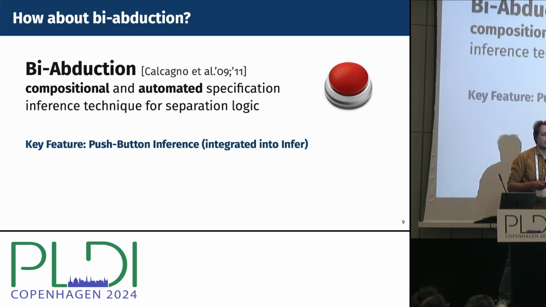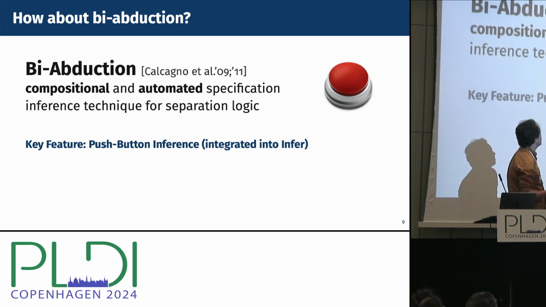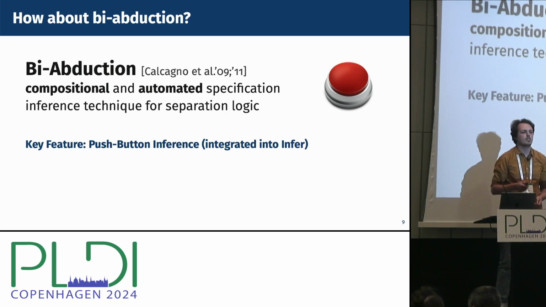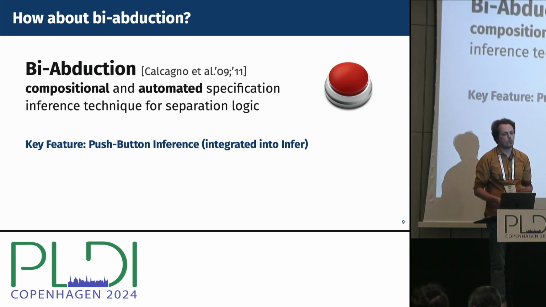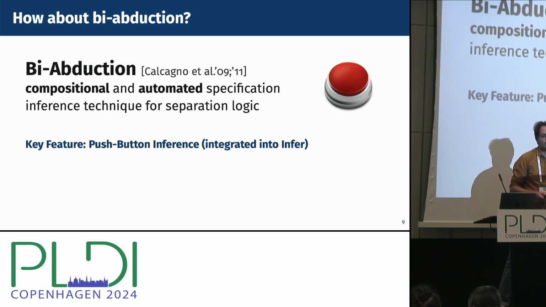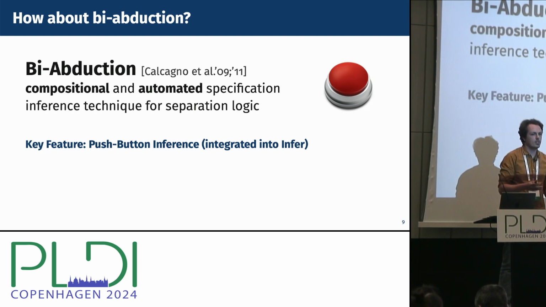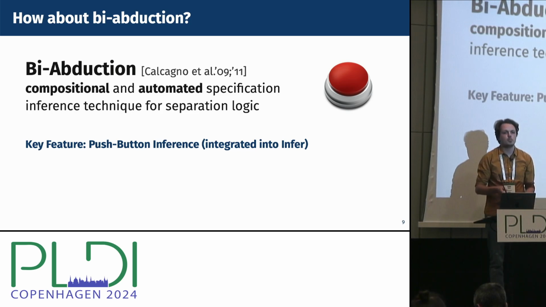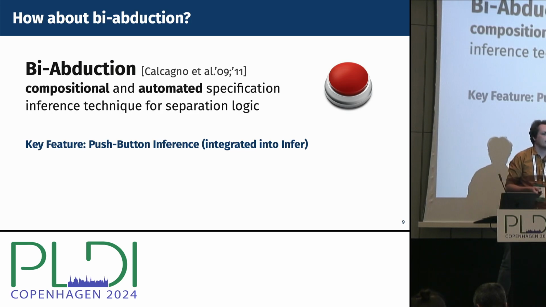One option that you might have in mind is bi-abduction. Bi-abduction is a compositional and automated specification inference technique for separation logic. Its key feature is really that it's a push-button inference. What that means is you provide no annotations whatsoever, and then you run it on your code, and it provides a separation logic specification for you. And because it's so automated, it has been integrated into the Infer bug finding tool at Meta.